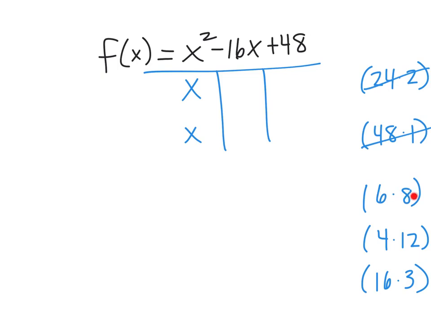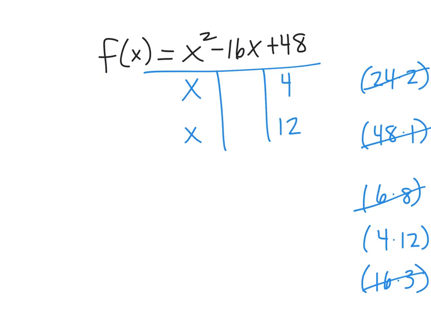6 plus 8 is 14, and 6 minus 8 is 2. Also not going to work. 4 plus 12 is 16, and 4 minus 12 is 8. There's our 16 that we're looking for. And then lastly, 16 plus 3 is 19, and 16 minus 3 is 13. Not going to work. So I have 4 times 12. When I cross multiply, I get 12x and 4x.